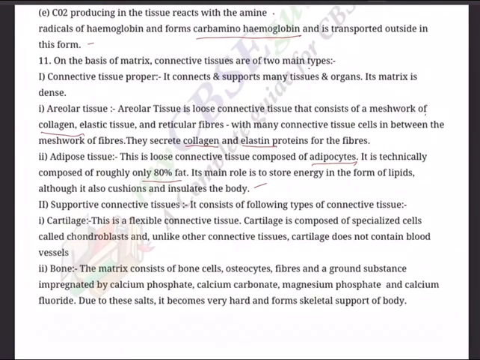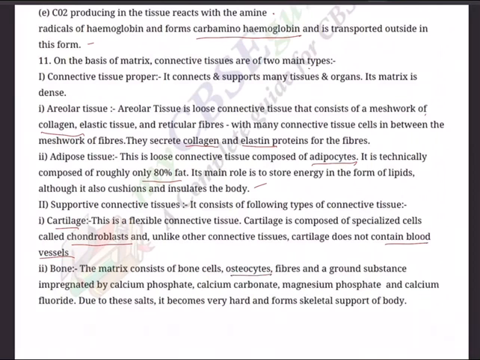Next, supportive connective tissue. It consists of following types of connective tissue. Cartilage, the most important one. This is a flexible connective tissue. Cartilage is composed of specialized cells called chondroblasts. And unlike other connective tissues, cartilage does not contain blood vessels. Look at that, cartilage.